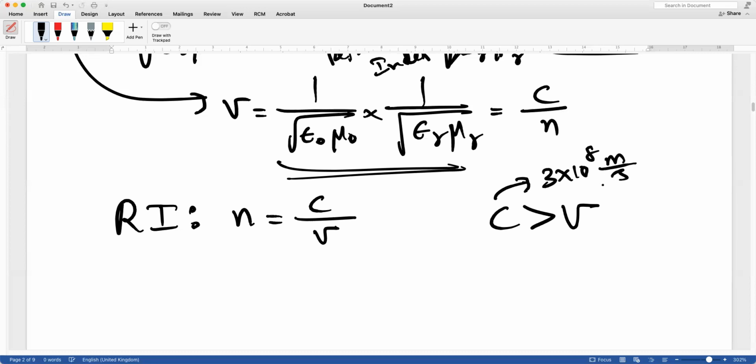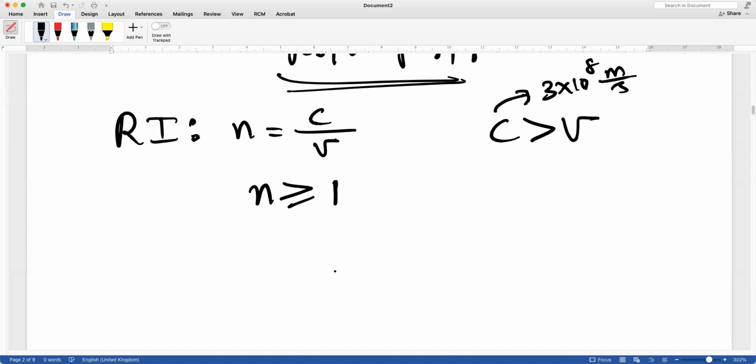So in any other medium, the electromagnetic wave or the light wave will travel with a lower speed. That means we can easily say that n will always be greater than or equal to 1. The special case is 1. When you substitute in vacuum, we can say n naught, which is c over c, which is 1. Do you get that? So that special case equal to 1 is the vacuum.